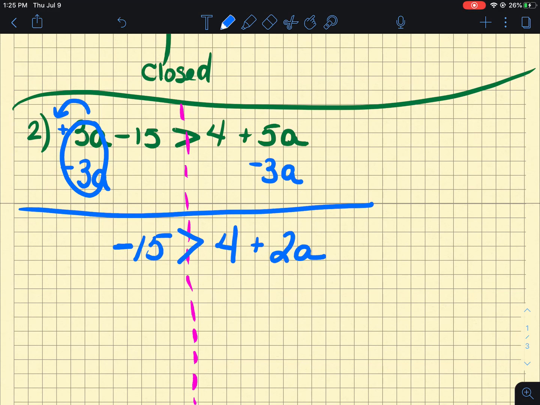So again, I look in front of my 4. Why didn't I move my 15 over? I don't want to move my 15. I don't want to make my letter more crowded. I want it less crowded. So what needs to go? The 4. So I subtract 4 from both sides.